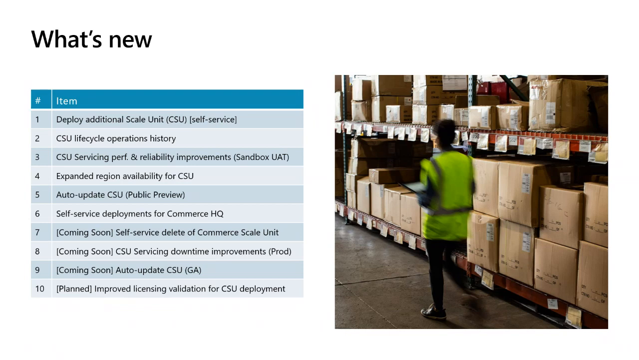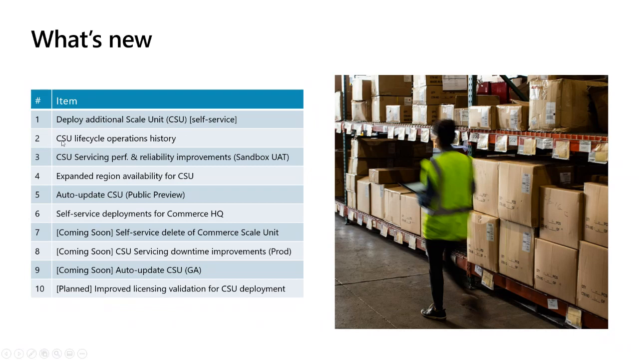Many of you would know, and many of you are actually using multiple different scale units with a single LCS environment. Until now, though, for additional scale units beyond the first one, we required you to submit a support request indicating the region and the quantity of scale units that you wanted in your environments. We now have provided self-service capabilities. We'll talk about that to be able to deploy additional scale units.